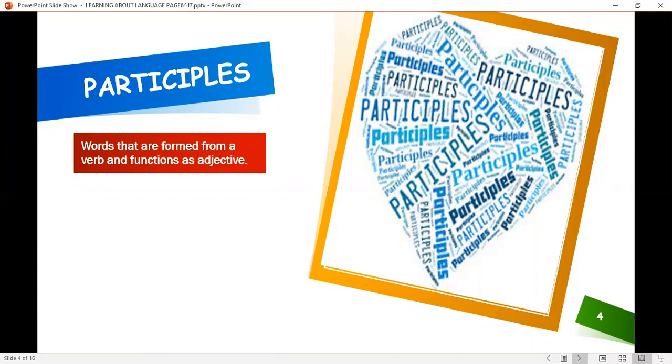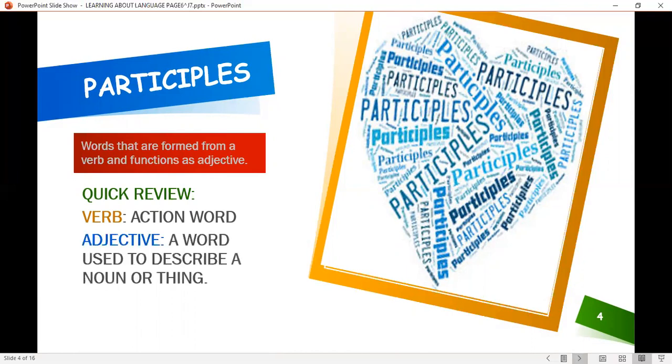Before moving on to the next, let's do a quick review about verb and adjective. Do you remember what a verb is? Yes, a verb is a word used to describe an action. And what about the adjective? An adjective is a word used to describe a noun or thing.